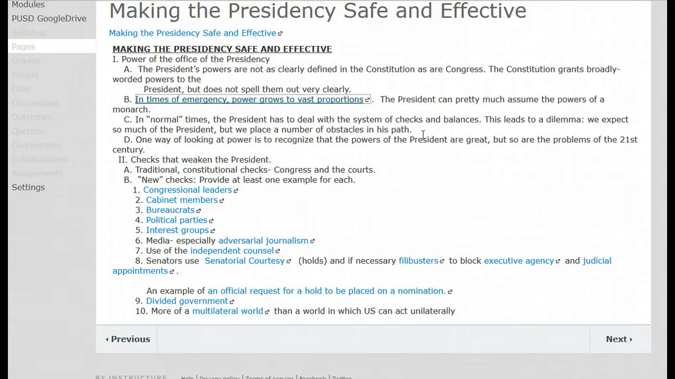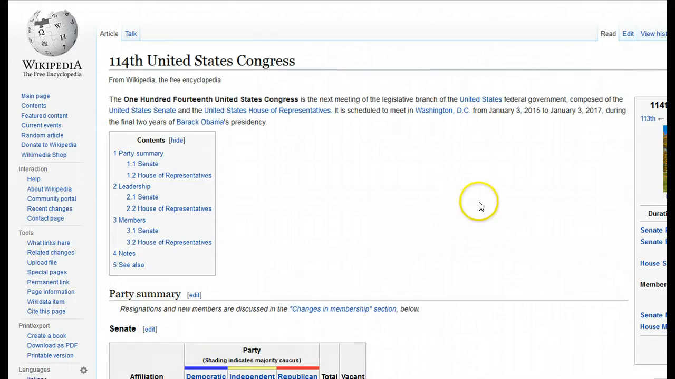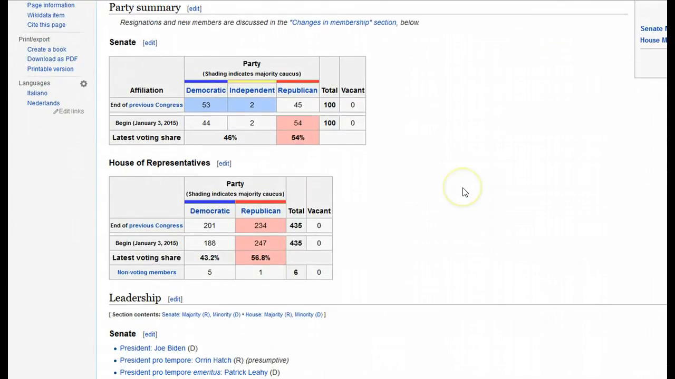But the real focus of this today is on what I'd like to call the new checks, the new things that have happened that really limit the president. And we start with congressional leaders, and this will go right to what is about to become the 114th Congress. Actually, when you hear this, it'll be the 114th Congress.